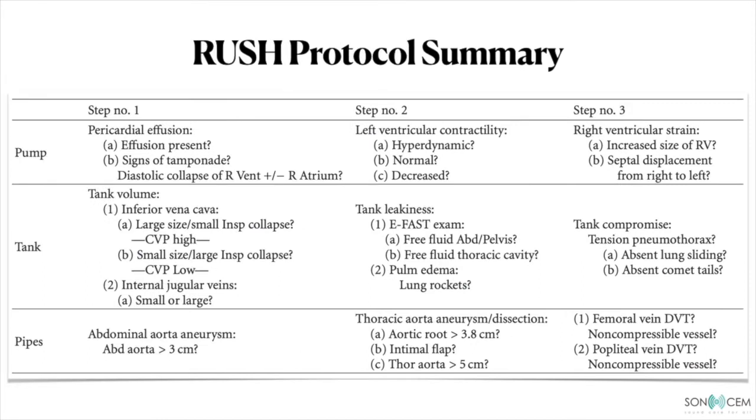So in summary, the RUSH protocol involves 8 steps of PoCUS assessment on the pump, tank, and also pipe system. In the pump or heart evaluation, look at the surrounding of the heart, then evaluate the left ventricle, and next the right ventricle. Proceed to the tank assessment, looking at the fullness or the volume status, any leakiness or any compromise to the filling or emptying of the tank. Lastly, we assess the pipe, whether there is any leakiness or obstruction to the arterial and venous system respectively.